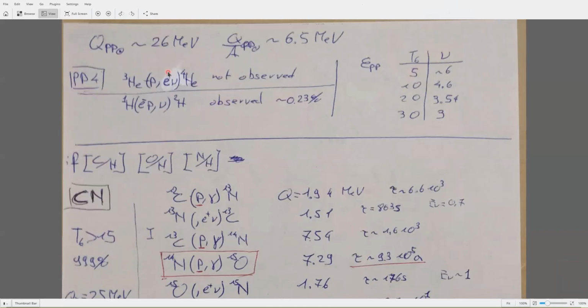In general, for the sun, the typical energy production for each reaction is a mean of 27 megaelectron volt. The mean value is 6.5. The coefficient for the energy production at a temperature of 5 million is more or less 6, then it decreases a little, arriving at 3 at 30 million. This is considering all the reactions of the PP chain in general.